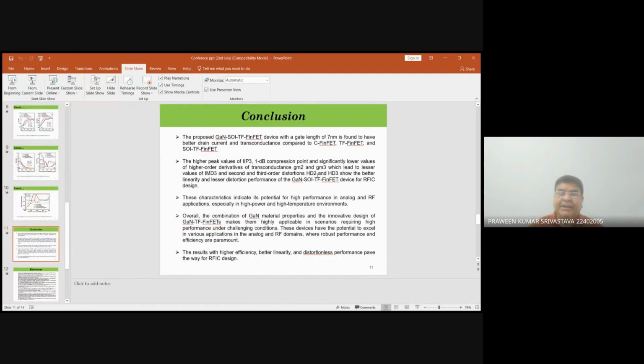So we can say that our proposed device gives better analog performance because there is more drain current and a better transconductance value. Even the second harmonic and third harmonic in our proposed device at high frequency give a lesser value. And the intercept point value is higher, so the linearity is better. So for the proposed device, analog performance is better, linearity is better, distortion is better. So we can say that this device may be highly applicable in RF design.